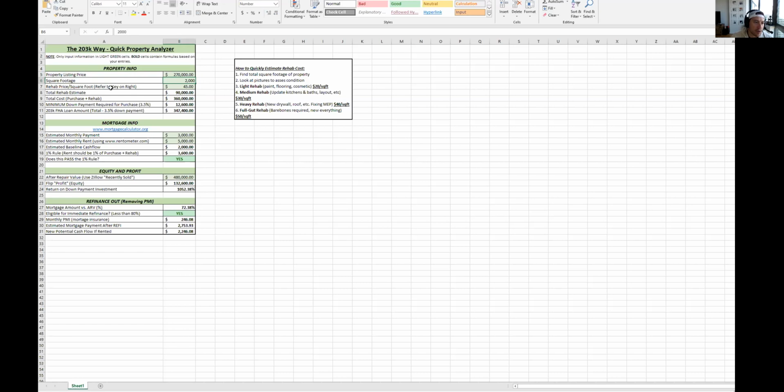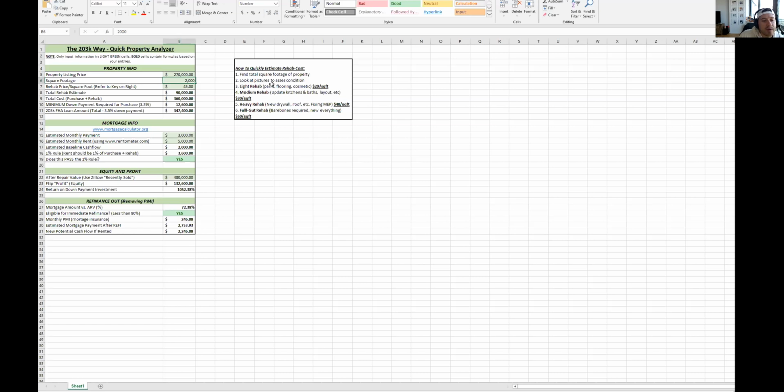Rehab price per square foot. Refer to the key on the right. So you do exactly that, guys. My background's in construction. My dad's been doing construction for literally 50 years, and I've been doing it since I was old enough to swing a hammer. These are numbers that, as I flip more and more properties, I've become pretty accustomed to figuring out when I'm looking at a rough estimate of what it's going to cost to get the property up to snuff. Typically what I like to do is look through the pictures just to get a rough idea of the condition of the property, right?